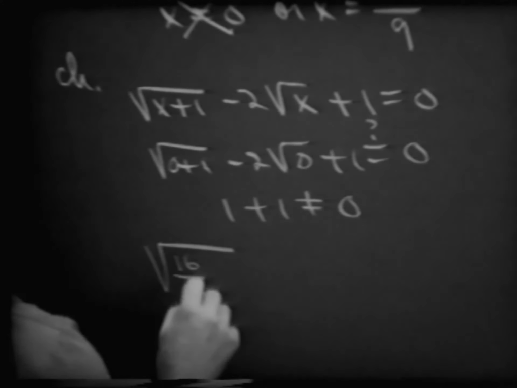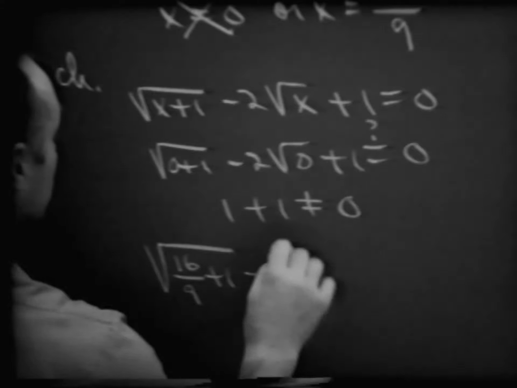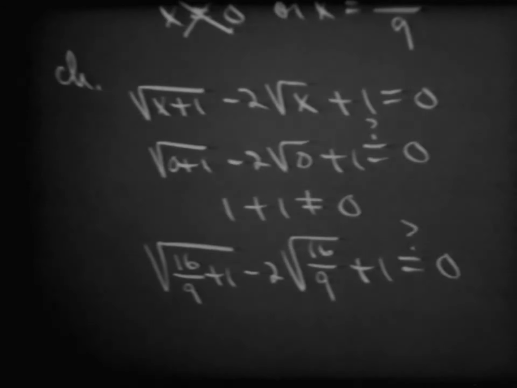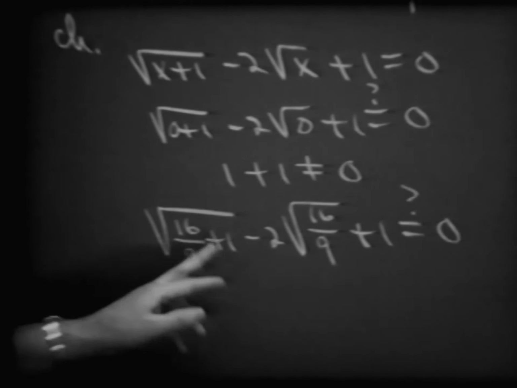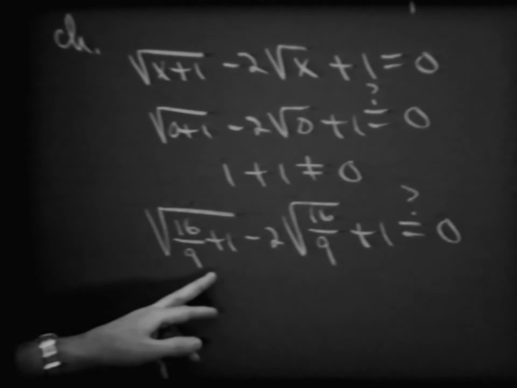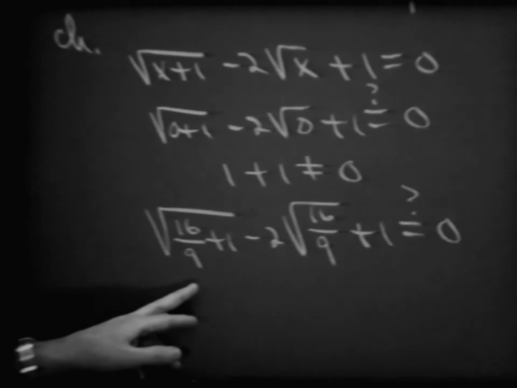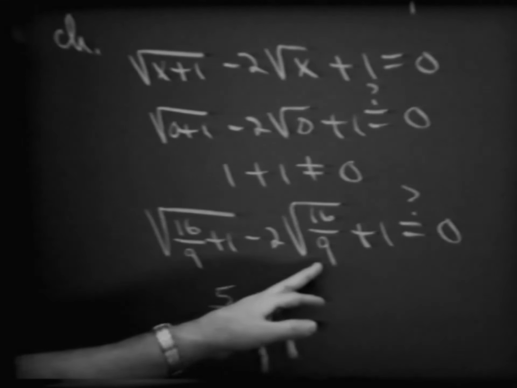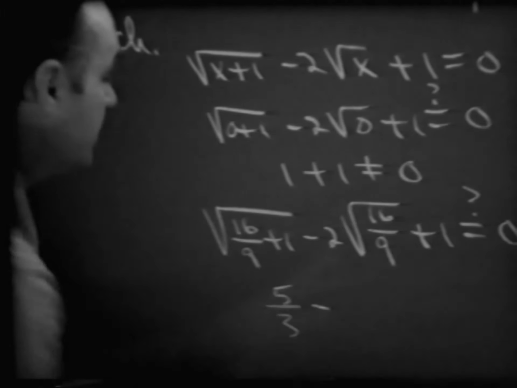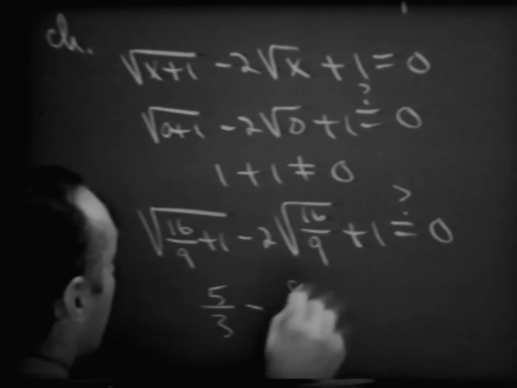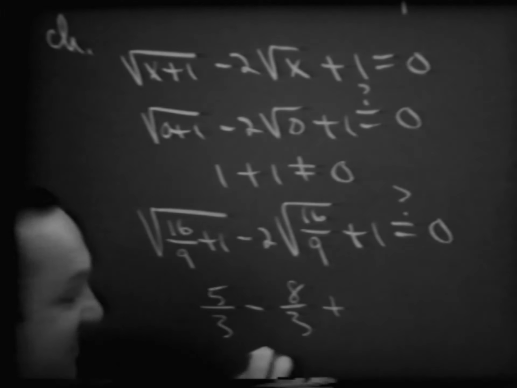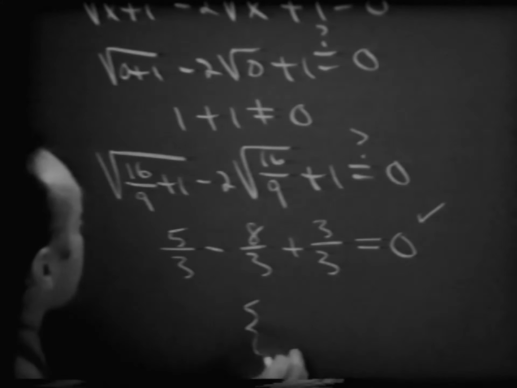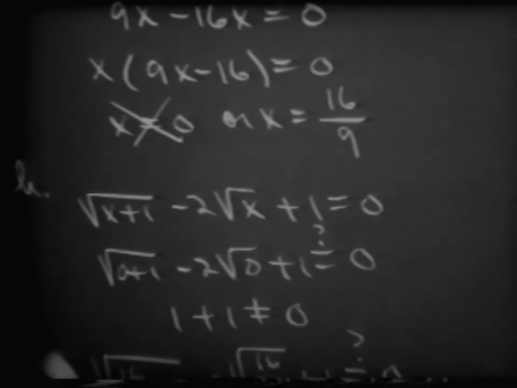There we have the square root of 16 ninths plus 1 minus twice the square root of 16 ninths minus 1. The question is, is this equal to 0? Now, 16 ninths plus 1 is what? 16 ninths plus 9 ninths is 25 ninths, and the square root of 25 ninths is 5 thirds. Okay, that's 5 thirds minus. Now, the square root of 16 ninths minus 1 is the square root of 7 ninths. Well, the square root of 16 ninths is 4 thirds times 2 is 8 thirds, so it's 5 thirds minus 8 thirds, and another name for 1 is 3 thirds, and lo and behold, this certainly is equal to 0. It checks, so our solution set is the one element 16 ninths.